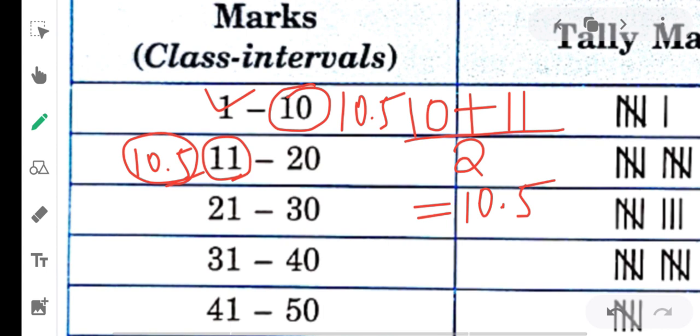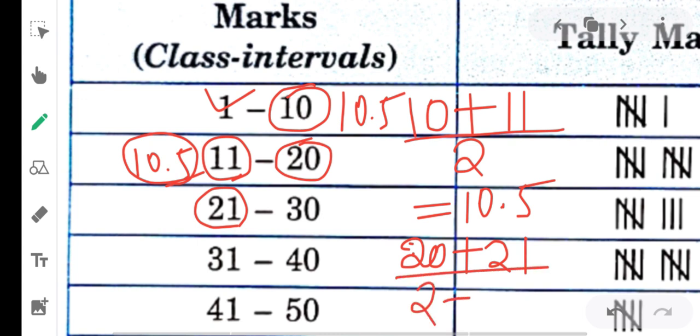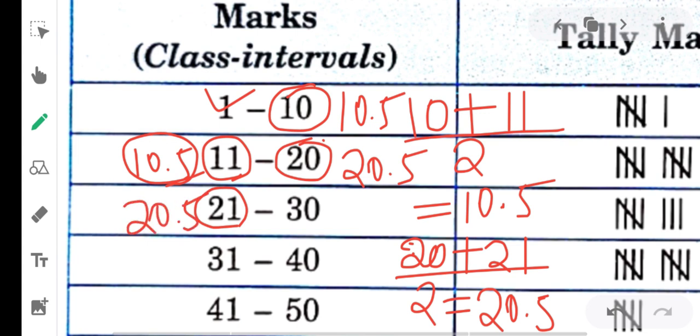Clear? Like that, the upper limit of this interval will be the upper limit of this class, that is 20, plus the lower limit of the subsequent class, that is 21, divided by 2. So 20 plus 21, that is 41, by 2 equals 20.5. So the true upper limit of this class is 20.5, and the true lower limit of the next class is 20.5. Clear?